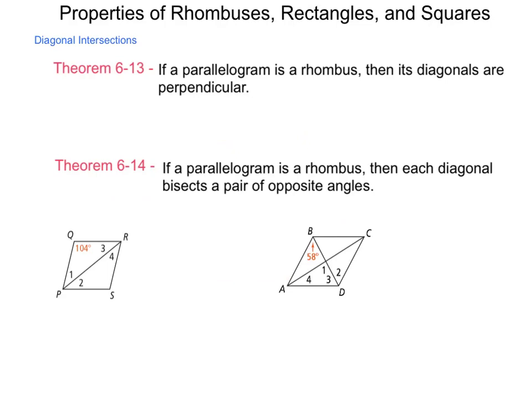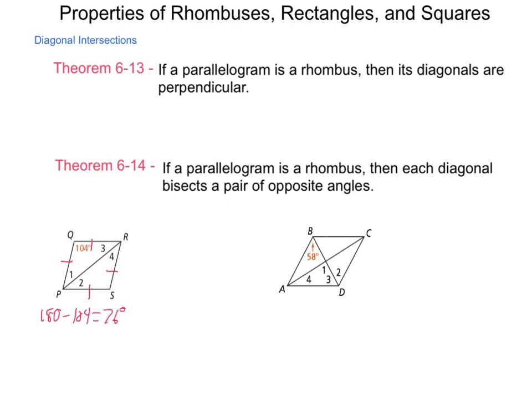So in the first diagram here, we know that angle Q is 104 degrees. What we need to do is find all the others. Well, knowing that these are rhombuses, we know that the four sides are congruent. Since the four sides are congruent, we can use our isosceles triangle theorems to know that angles 1 and 3 are congruent to one another as well. So we take our 180, subtract the 104, and that gives us 76 degrees.